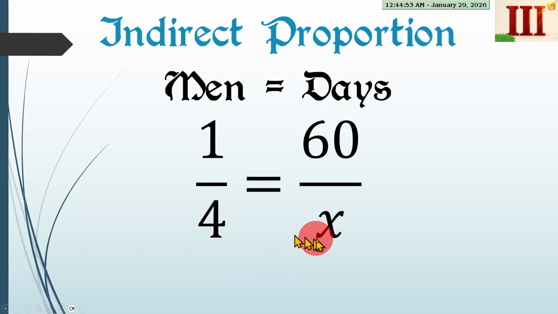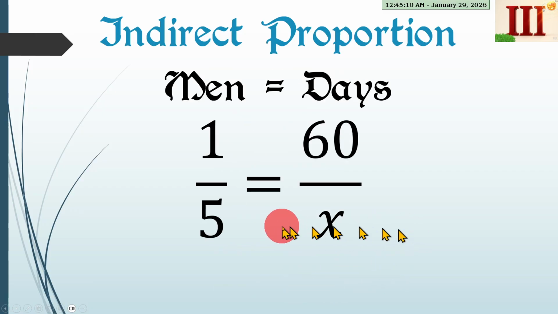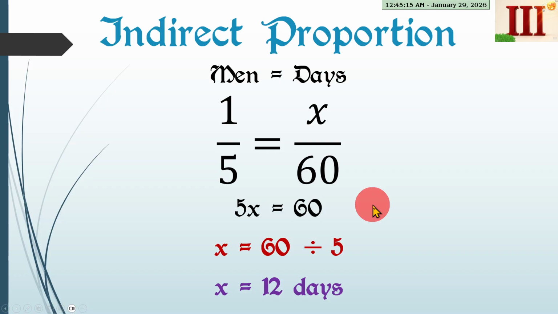So look at 4. I think you're already starting to see this pattern. It's going to be 4x and 60, dividing the 60 by the 4. That's going to be 15 days. 15 plus 15 plus 15 plus 15 is 60. With 5 men, of course, you know eventually we're going to get 60 divided by 5, simply because after we switch and cross multiply, it's going to be 60 divided by 5, which is 12.